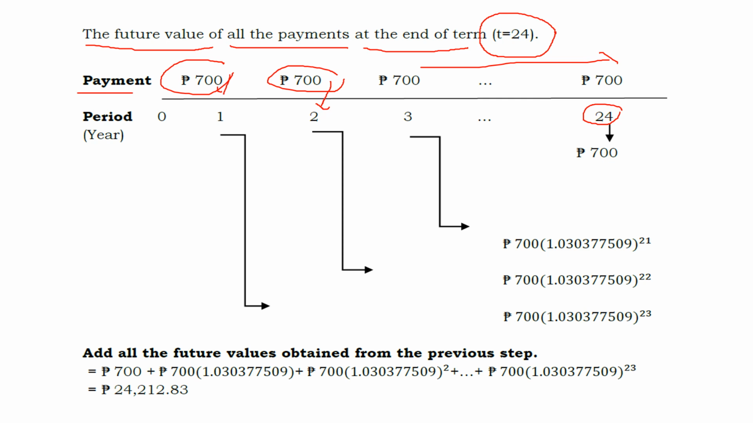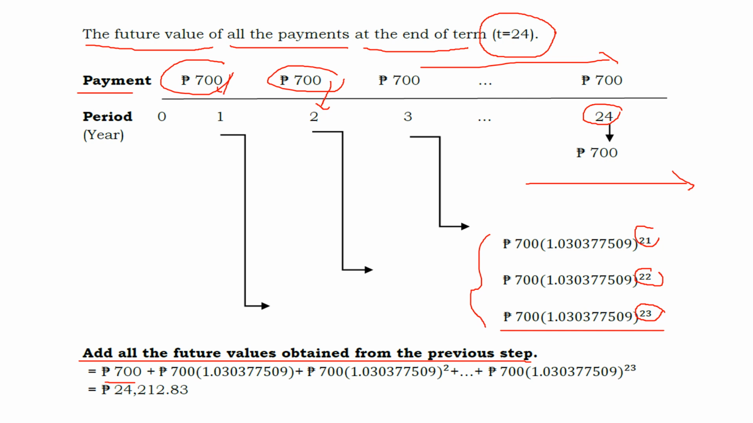For the first payment, why is that 23? It is 23 because we subtract 1 from your 24. It's the same with the second payment. We subtract 2 from your 24. And for the third payment, we subtract 3 from 24. That's why it's 21. After the last payment, it's the same process. So now we compute. In this case, to add all the future values obtained from the previous step, we just simply add all the future values that we get from these computations, from your time diagram.